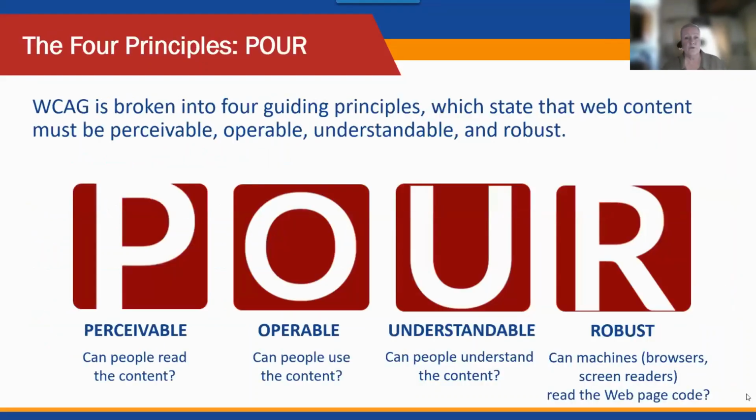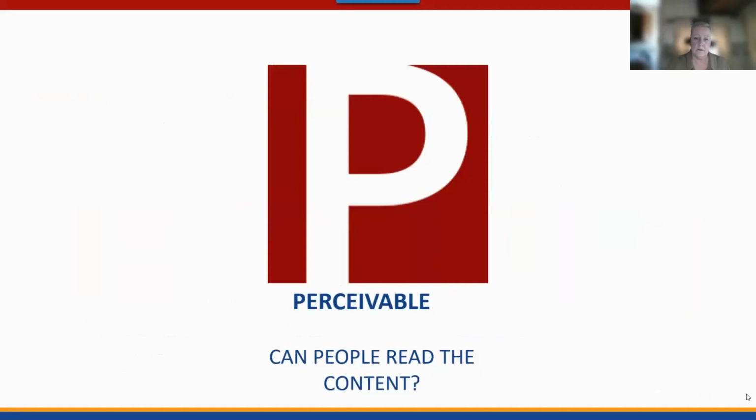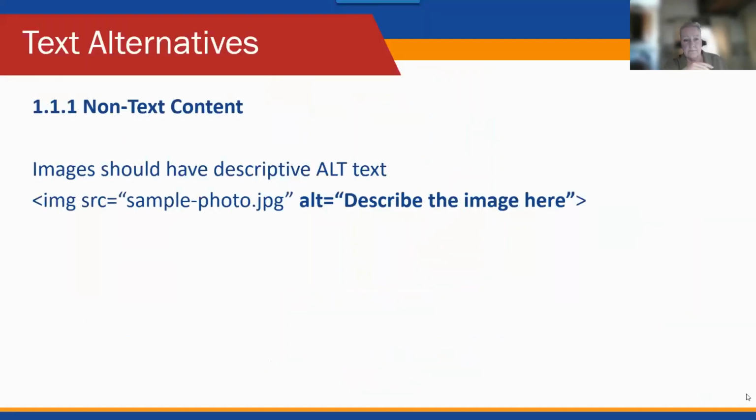And here are the four principles. Again, as I mentioned in the intro, perceivable, can people read your content? Operable, can they use your content? Understandable, can they understand it? And can your content be accessed by browsers and screen readers? So what we're going to do in this presentation is talk a little bit more specifically about what these guiding principles mean. Okay, first, can they read your content?